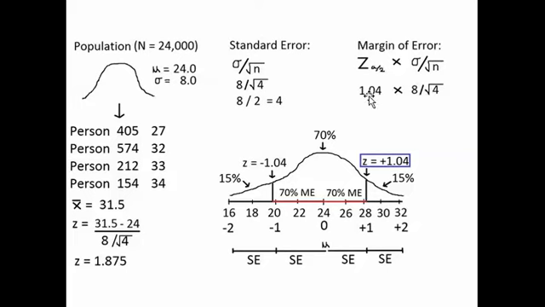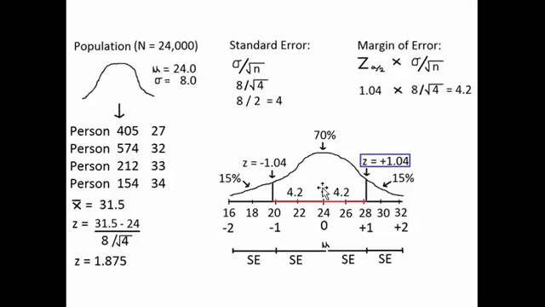There's actually 3 steps to calculating this. First, we have to find the square root of 4. Then we have to divide the fraction, and then we have to multiply this number by this number. The square root of 4 is 2. So we would divide 8 by 2, and 8 divided by 2 equals 4, like it is right here. So we're going to be multiplying 1.04 by 4, and the answer will be the 70% margin of error. If you multiply 1.04 by 4, the answer comes out to 4.2. So our 70% margin of error is 4.2.